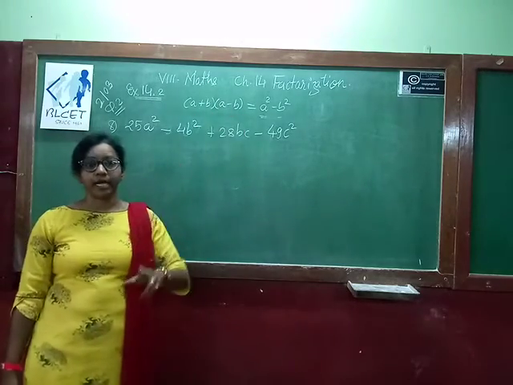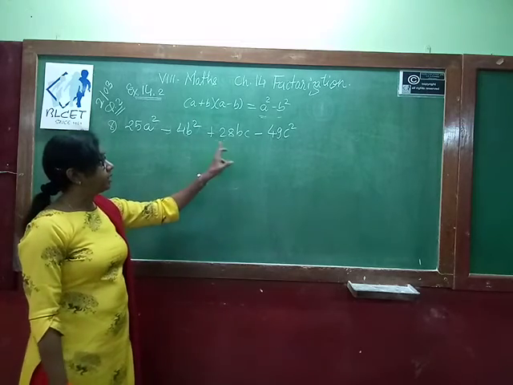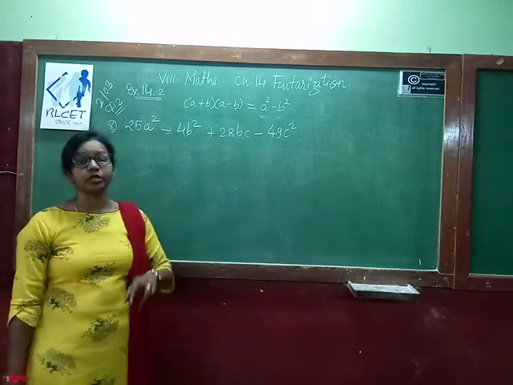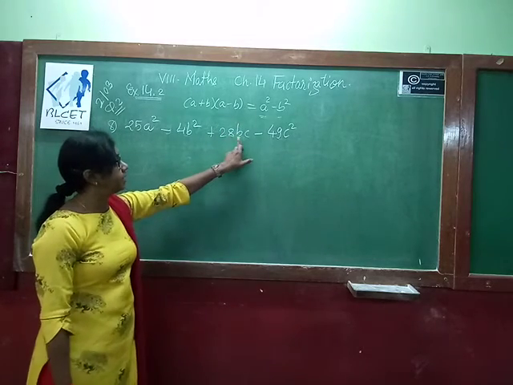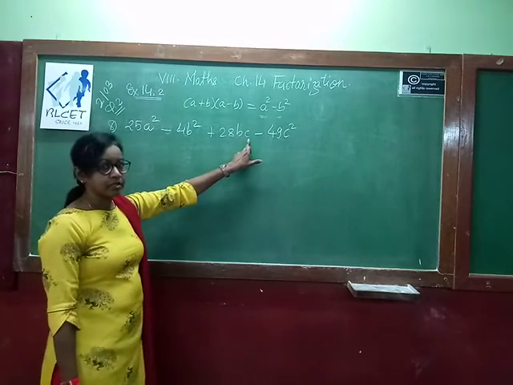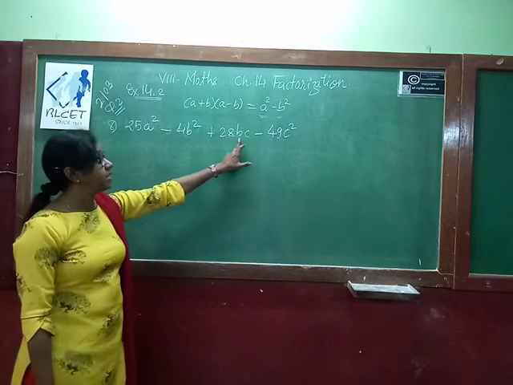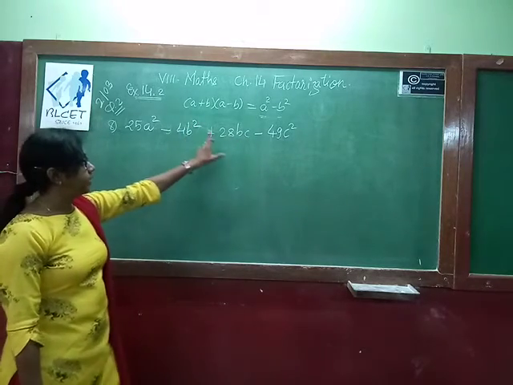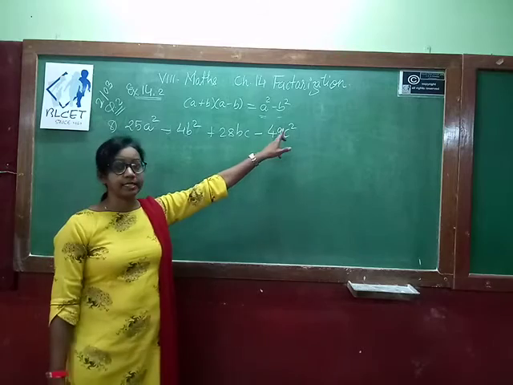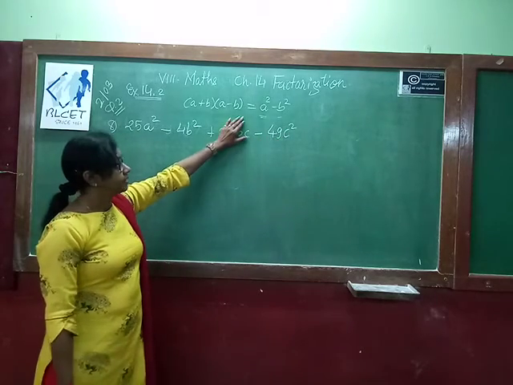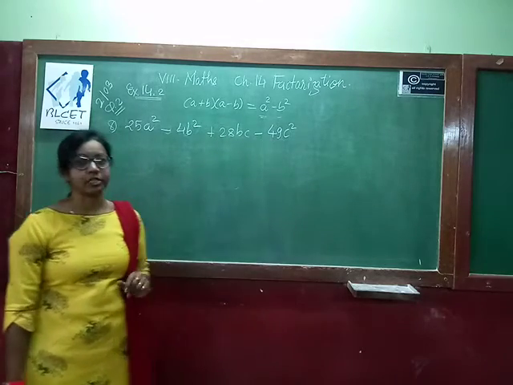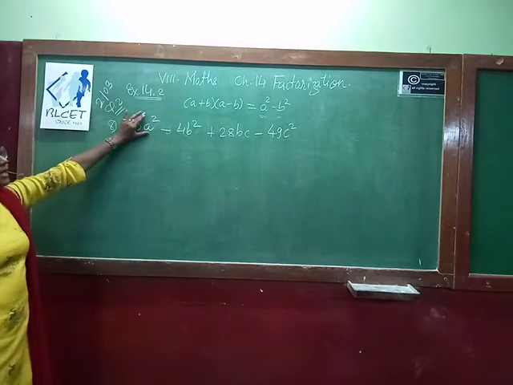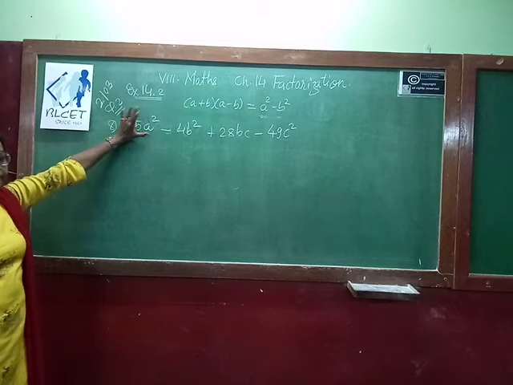How will you check for which variable it is the middle term? For which two perfect square terms is this the middle term? So see the variables b and c. b is with 4b square, c is with 49c square. So what we can say? This is the middle term for 4b square and 49c square. And this term remains as it is, separately.